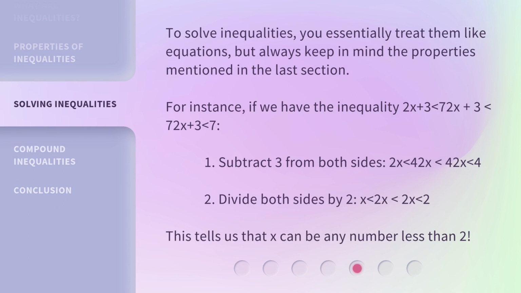To solve inequalities, you essentially treat them like equations, but always keep in mind the properties mentioned in the last section. For instance, if we have the inequality 2x + 3 < 7: 1. Subtract 3 from both sides. 2x < 4. 2. Divide both sides by 2. x < 2. This tells us that x can be any number less than 2.